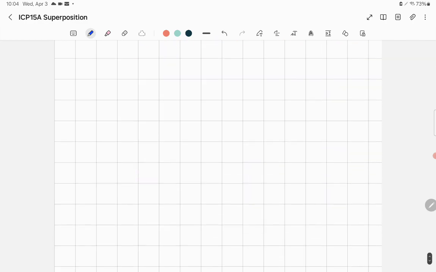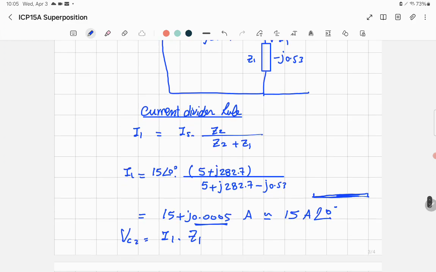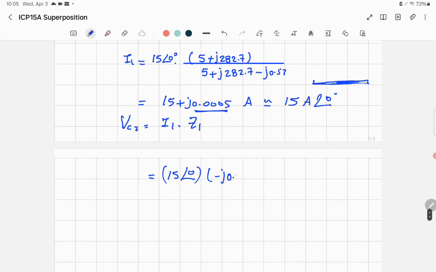VC2 will be equal to I1 times, not XC, Z1. Current is equal to 15 on angle 0. You can write that's the current, times Z1, which is minus J 0.53. You multiply and you will get 7.95 on angle negative 90. Why negative 90? Because minus J is equal to 1 on angle negative 90. See, that's why. So that will be the value as root mean square voltage, just VC2.